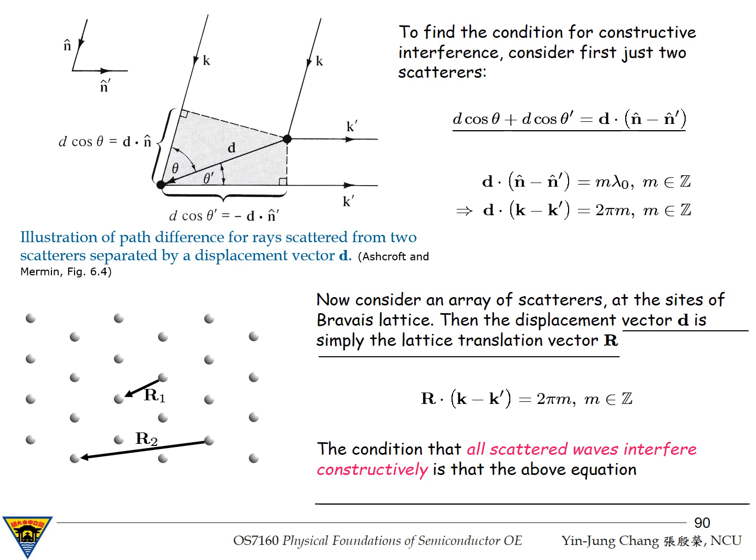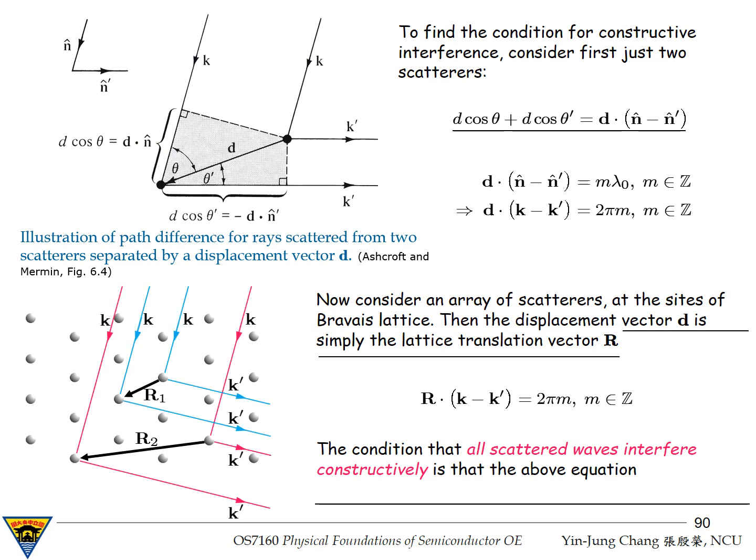As shown in the figure here, we depict two lattice translation vectors, R1 and R2, that have different directional cosines. The incident wave vector is k, and one of the scattered wave vectors originating from these two scatterers is k prime. So constructive interference of all scattered waves from the entire lattice occurs when this equation, R dot (k minus k prime) equals 2 pi times an integer, holds for all lattice translation vectors.